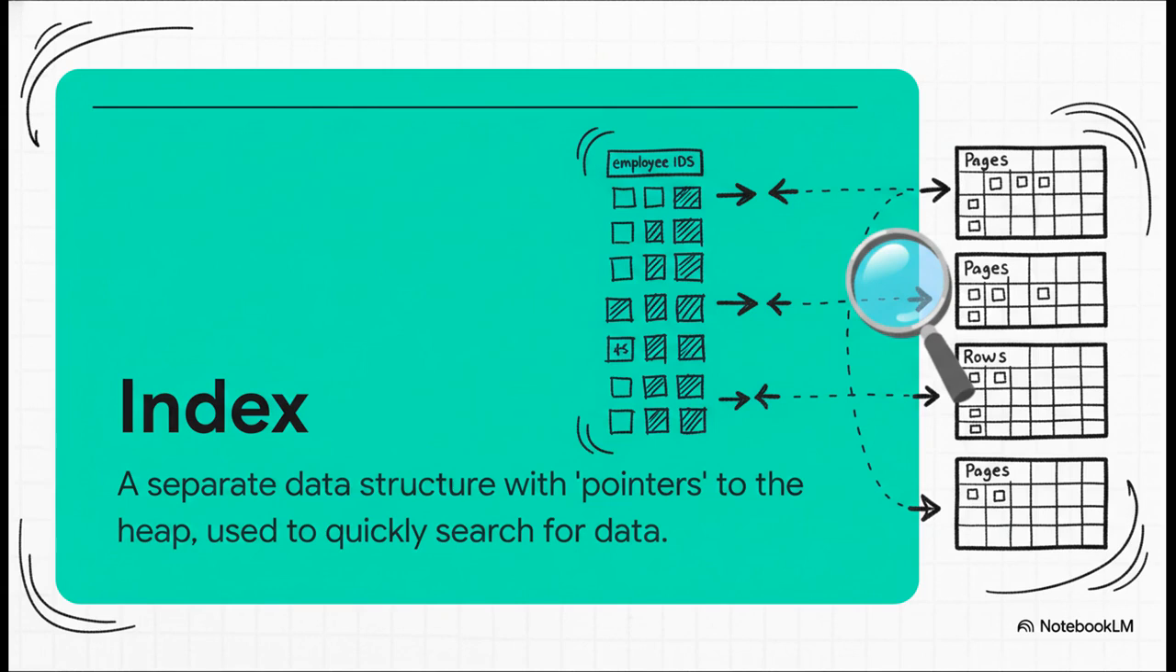It's called an index. Now, an index is a totally separate data structure. It's small, it's highly optimized, and most importantly, it's sorted. It only stores two key things: the value you're searching for, in our case, the employee ID, and a pointer, which is basically the exact address of where that employee's full record is sitting in that big, messy heap.